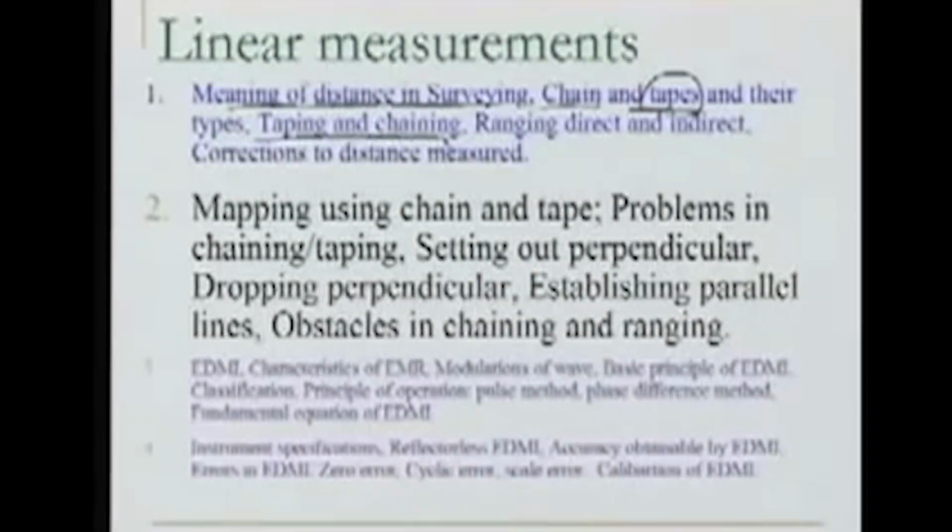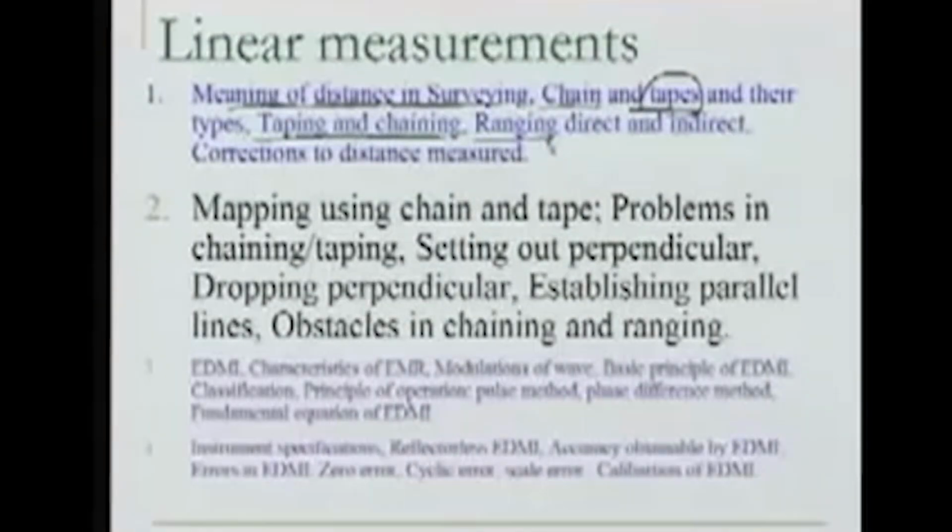Then we saw the operation of taping and chaining. How can we measure very accurately with these instruments, particularly the tape? Tape is very precise. We can measure very precisely and very accurate distances using the tape. There are certain procedures which we need to follow. So this is what we have seen.